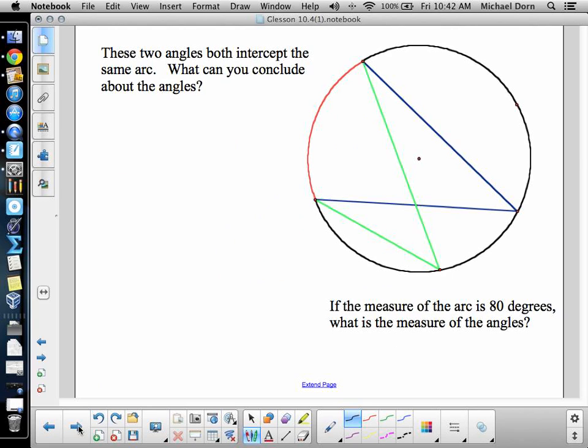We already answered this because it's fairly obvious. If two inscribed angles intercept the same arc, those angles must be congruent. Now, what do you think we're going to do with something like this in the homework? We'll say, this angle is 3x plus 10, and this angle is 2x plus 20. Find the value of x. You're going to set them equal. We've done this before.